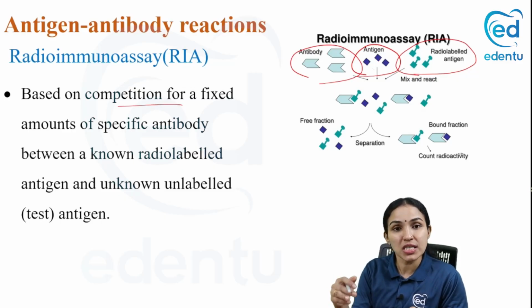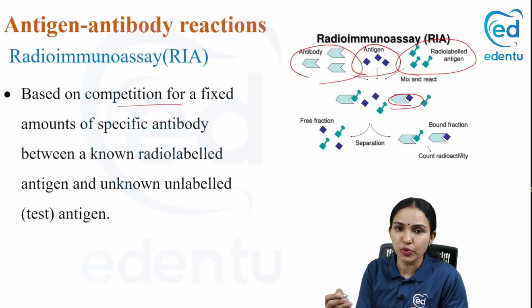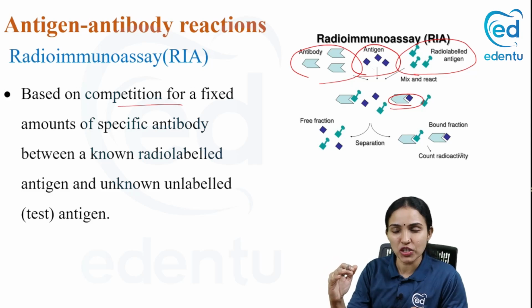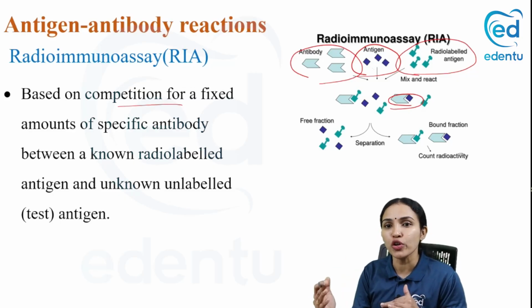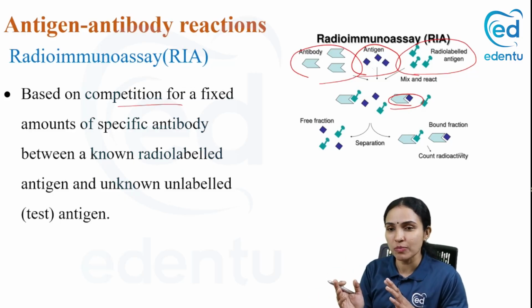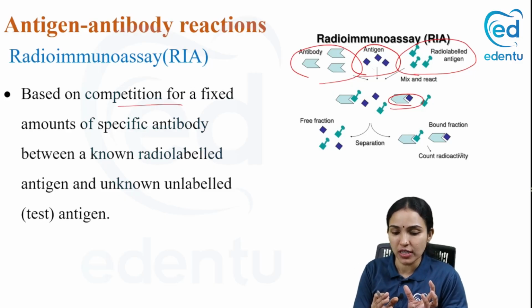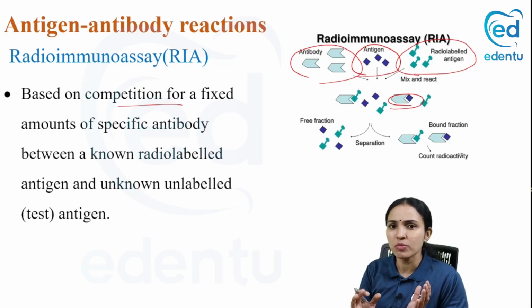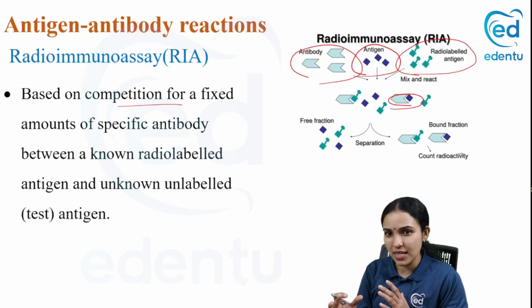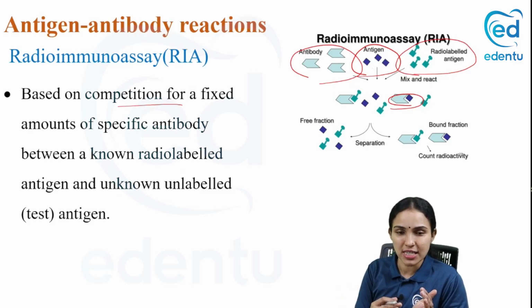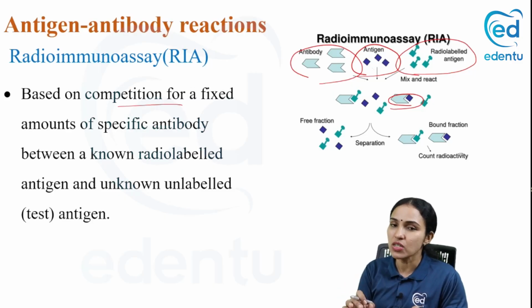Whereas if this antigen is present in plenty in the patient's serum, all of it would have bound to these antibodies and no antibodies will be free to bind to the radio-labeled antigen. So you won't get much radioactivity. If you get higher radioactivity, the patient's serum doesn't contain much antigen. If you get lower radioactivity, the patient's serum contains more antigen. So it's like a competition between the test antigen and the radio-labeled antigen for a particular amount of antibody. Just remember, we are using radio-labeled antigens and they compete with the normal antigens in serum for binding to a particular antibody. So that is radioimmunoassay.